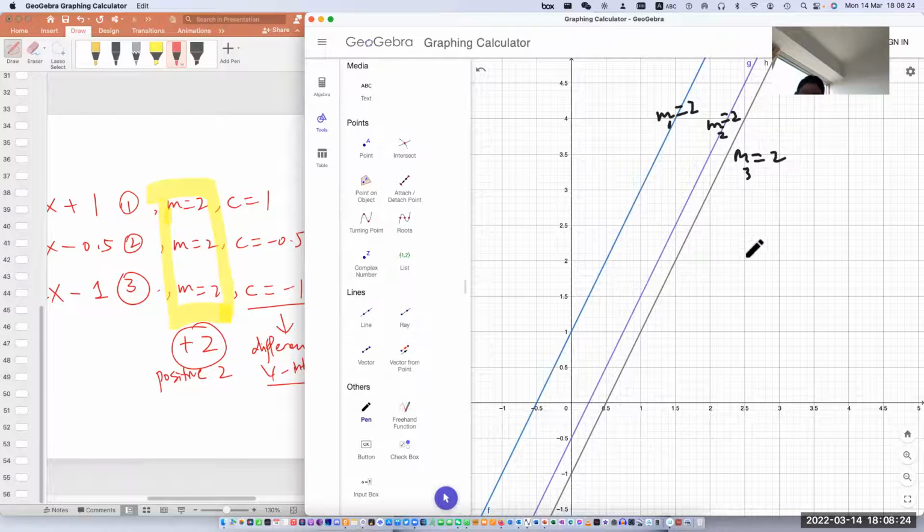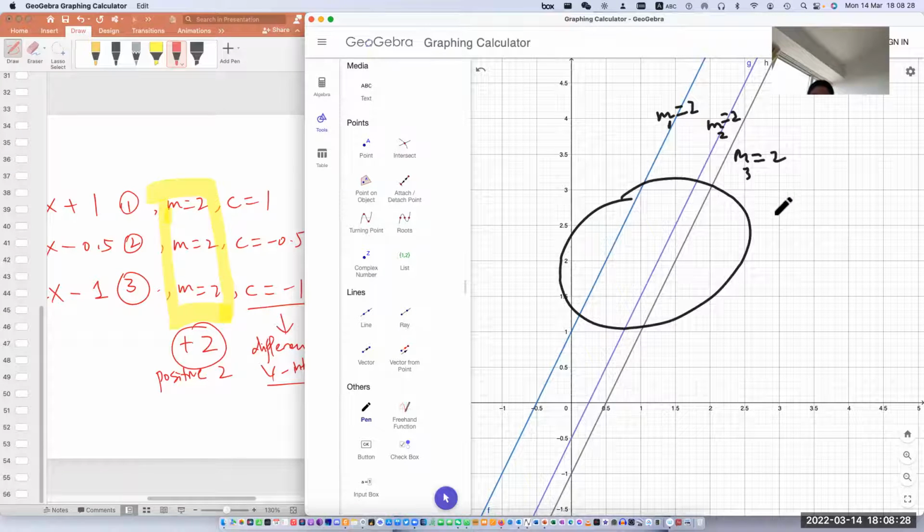So what's the conclusion here? Okay, so m1 is equal to m2 is equal to m3. That means the gradients are all the same. Therefore, what's the conclusion? The conclusion is no conclusion.